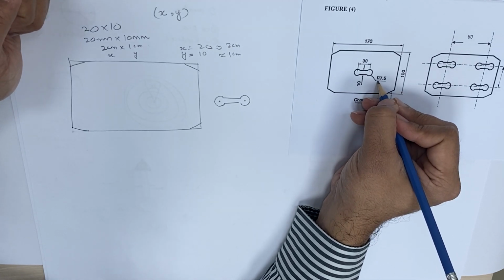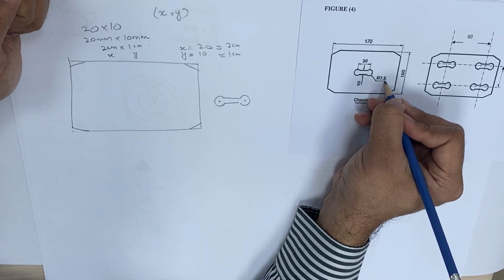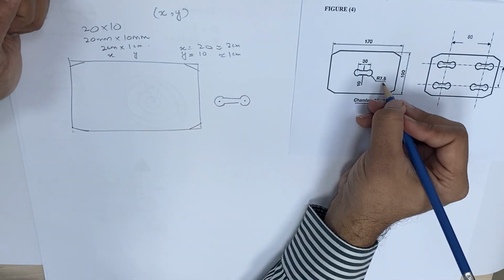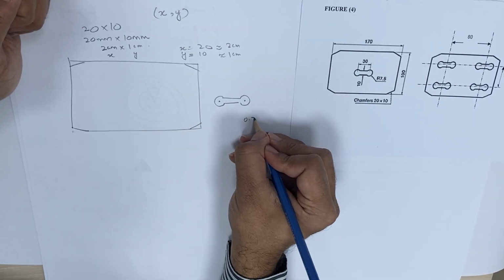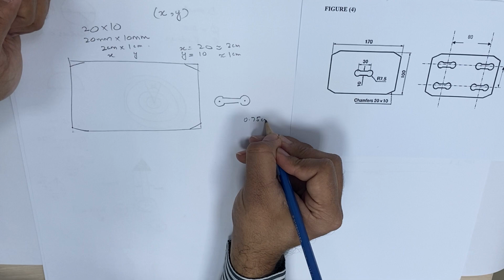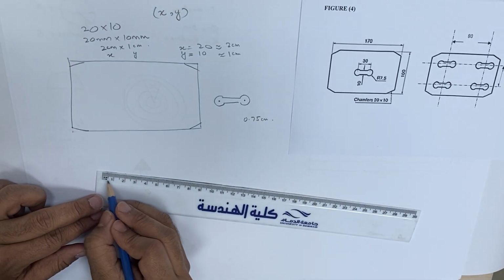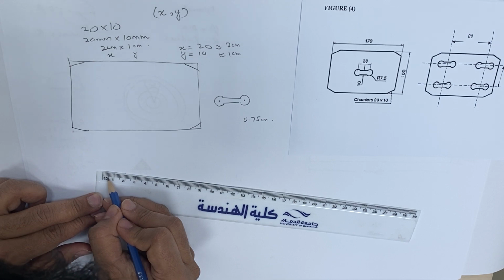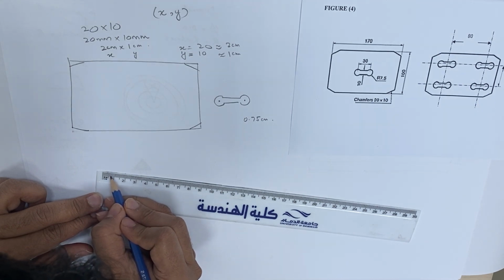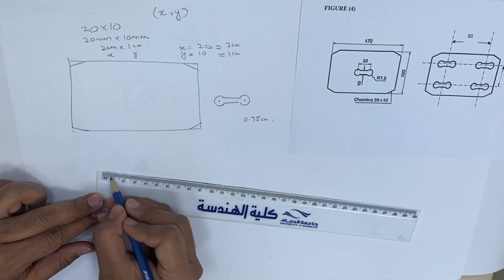The radius r is 7.5. So what you will do, 7.5 means 0.75 centimeter. So 0.75 centimeter means this is your 1 centimeter. So 0.5 centimeter, 1, 2, 3. Somewhere here, 0.75 is very small. Okay, so somewhere here, 0.75 is here.